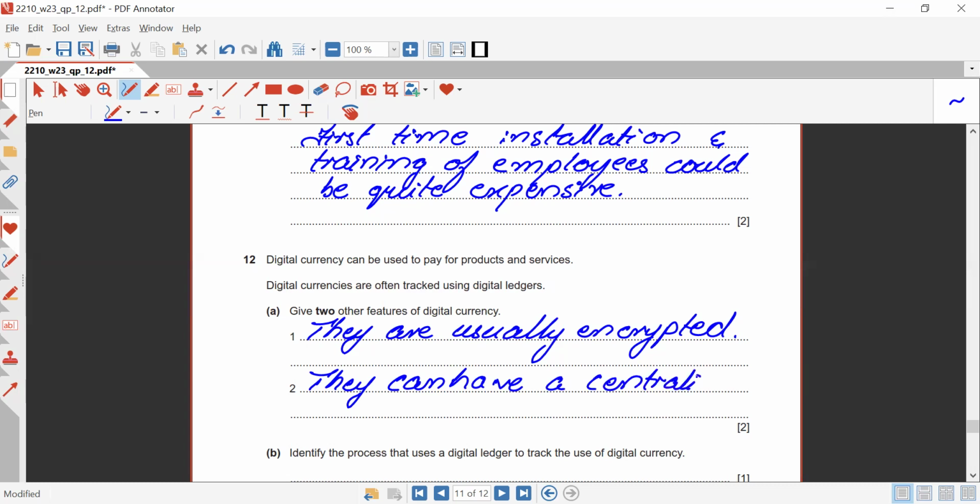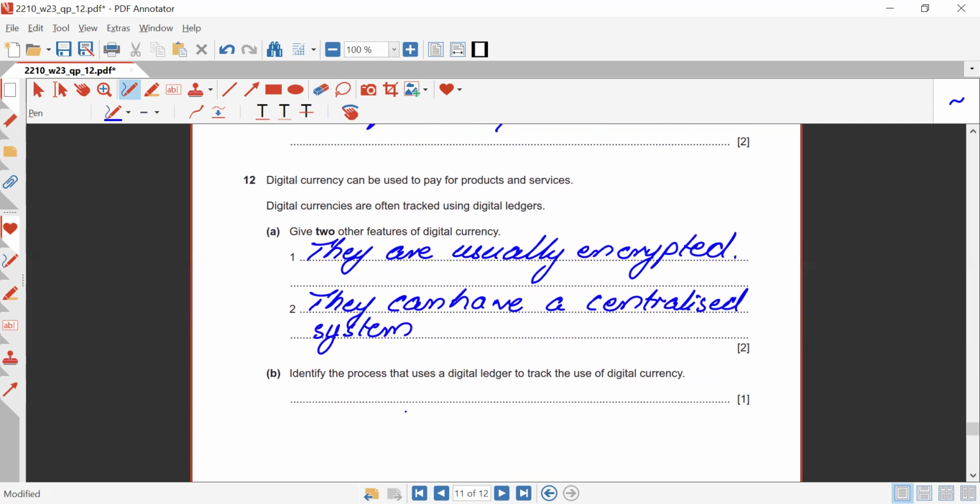Centralized system. Okay, they could have a decentralized system as well. Do remember that. Now they are saying identify the process that uses a digital ledger to track the use of the digital currency. There is a small topic regarding this, known as blockchaining, which has the previous address known as the hash address. We just studied that part. So this process is known as blockchain or blockchaining.